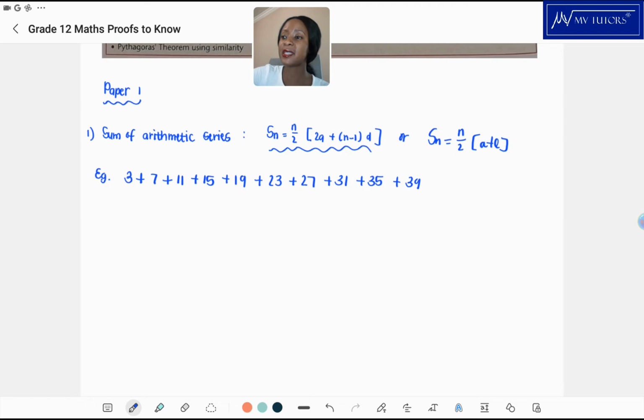Okay, so I can see that the first term that I have there is 3. And then also if I look at the common difference, I see that to get from 3 to 7, I need to add 4. And also going forward, I'm going to have to add 4 all the time. So my common difference would be 4.